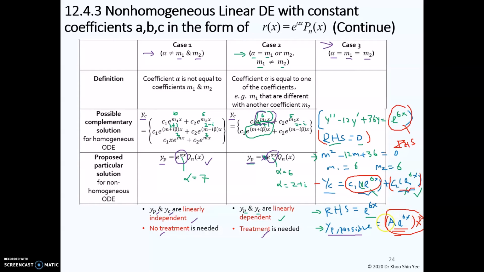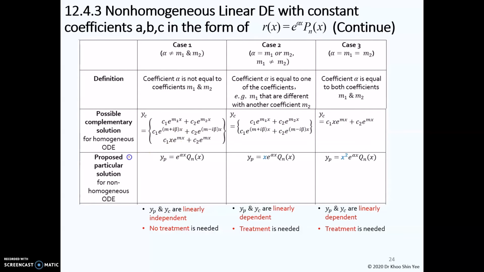Now you see that the particular solution here is no longer linearly dependent on the complementary solution. Therefore, yp and yc are now linearly independent after the treatment with x squared. This is our particular solution. In summary, we always need to check the particular solution against the complementary solution in order to validate it. If the particular solution is not the same as the y1 and y2 solutions, then they are linearly independent and no treatment is needed.